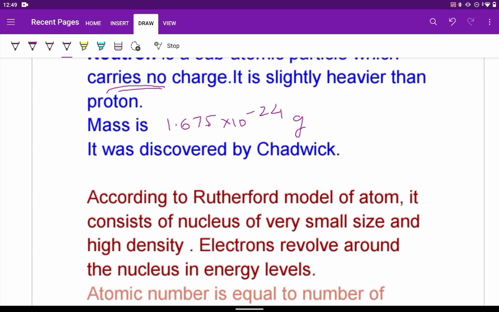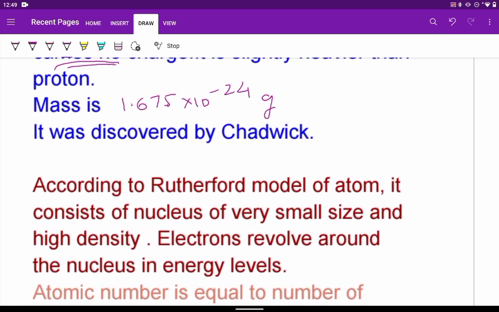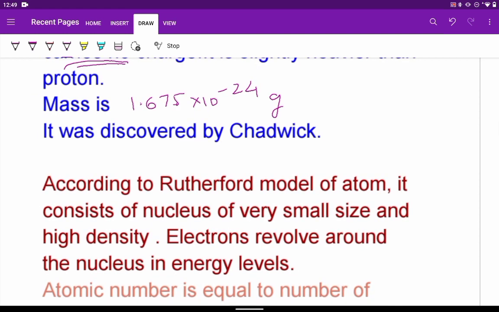For the neutron, it was discovered when beryllium was bombarded with alpha particles. The alpha particle is a helium nucleus. So when beryllium was bombarded with alpha particles, they got carbon 12 and a neutron was produced.